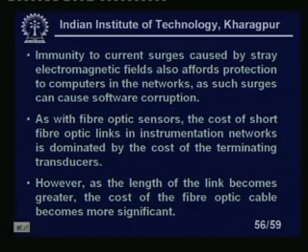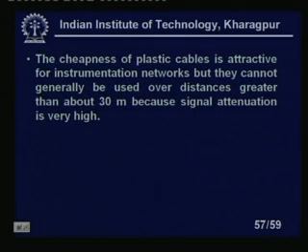However, as the length of the fiber link becomes greater, the cost of the fiber optic cable becomes more significant. The cheapness of plastic cables is attractive for instrumentation networks, but they cannot generally be used because they have a large loss; as I told you, there is large signal attenuation in plastic cable. But in the short range it is very useful, because that will reduce the cost of the fiber. Though, as I told you repeatedly, the cost of the fiber is insignificant compared to the cost of the transmitter and the receiver.